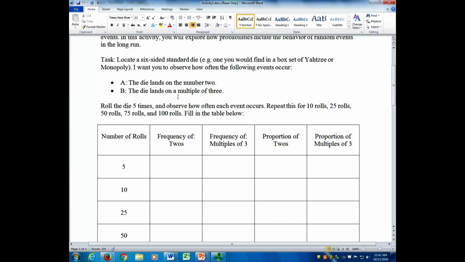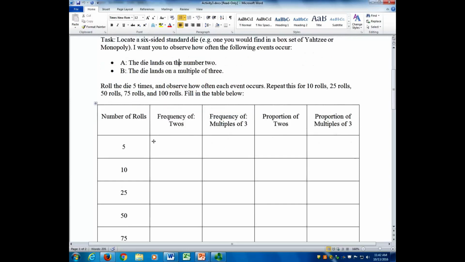So I'm interested in 2 things. I want to know when it's going to land on the number 2. I also want to know when it's going to land on a multiple of 3. Obviously you could do this for a bigger die because you just have more multiples of 3. So what I want you to do is roll it a couple times, and start observing how often each of the events occurs.